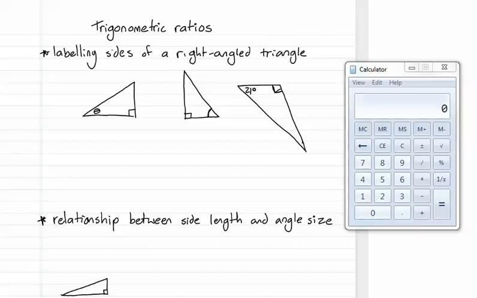Trigonometry is to do with ratios in similar right-angled triangles. To use trigonometry, we have to learn a new way of labeling the sides of a right-angled triangle. So here are three right-angled triangles. The last one's not drawn very well. We know we can label the hypotenuse. That is the side opposite the right angle, and the hypotenuse is the longest side.